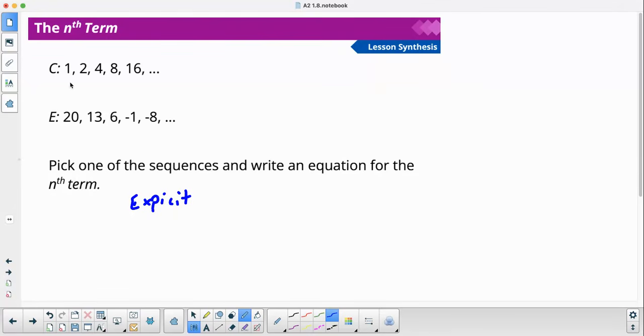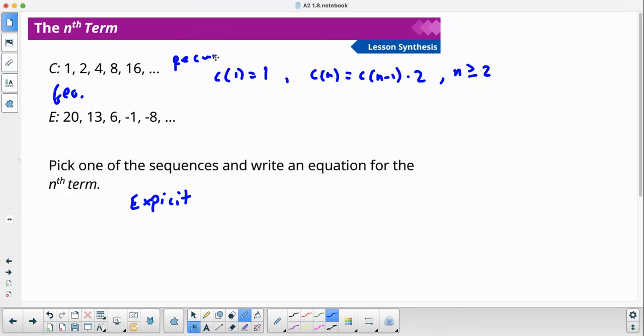So let's see here. This one is geometric because it's times 2. So, first term, I'm going to go the old way. I'm going to start with the recursive. C of 1 equals 1. And to find the nth term, I take the previous term and I times it by 2. There we go. That's my recursive formula.